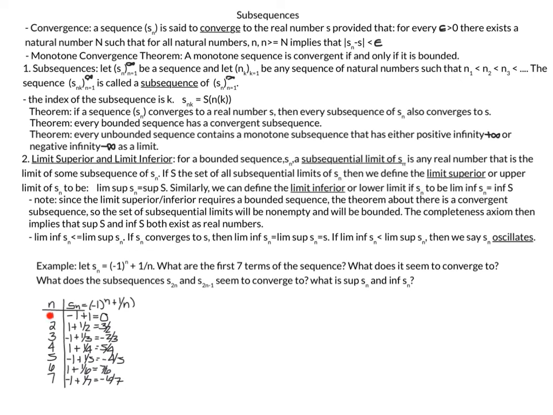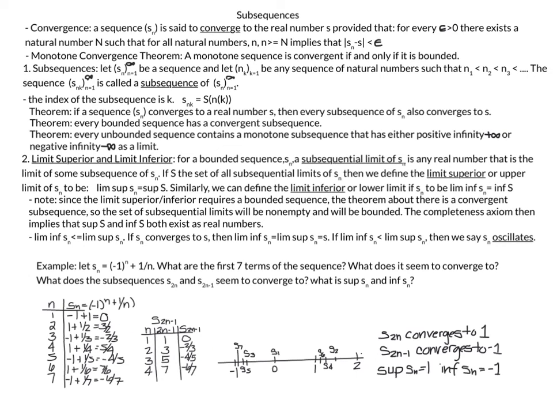Here I plugged in n equals 1 through 7 into Sn to get the first 7 terms, and we can see that this is oscillating between positive and negative numbers. I have pulled out S2n minus 1, and it looks like we're converging onto negative 1. When I look at S2n, that looks like it converges to 1. So the sup of Sn is equal to 1. Since we're oscillating between 1 and negative 1, the sup is 1, and the inf of Sn is equal to negative 1.